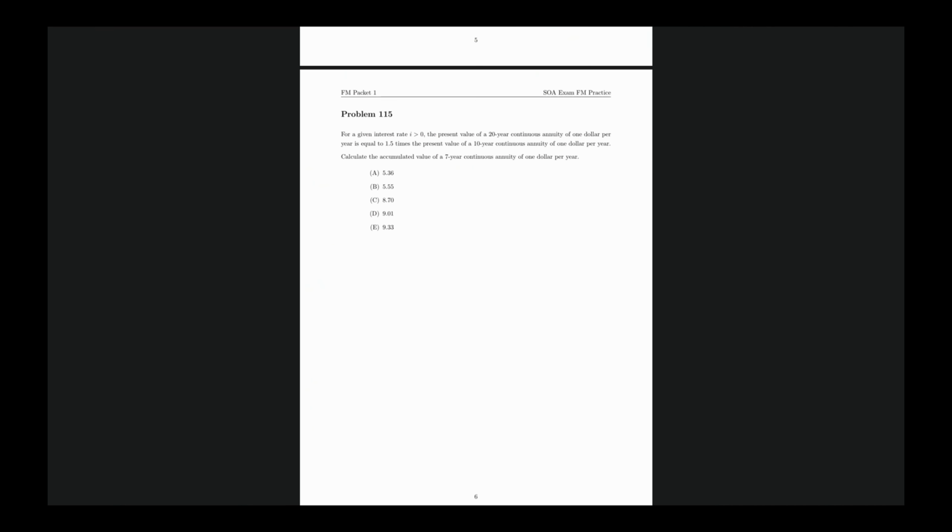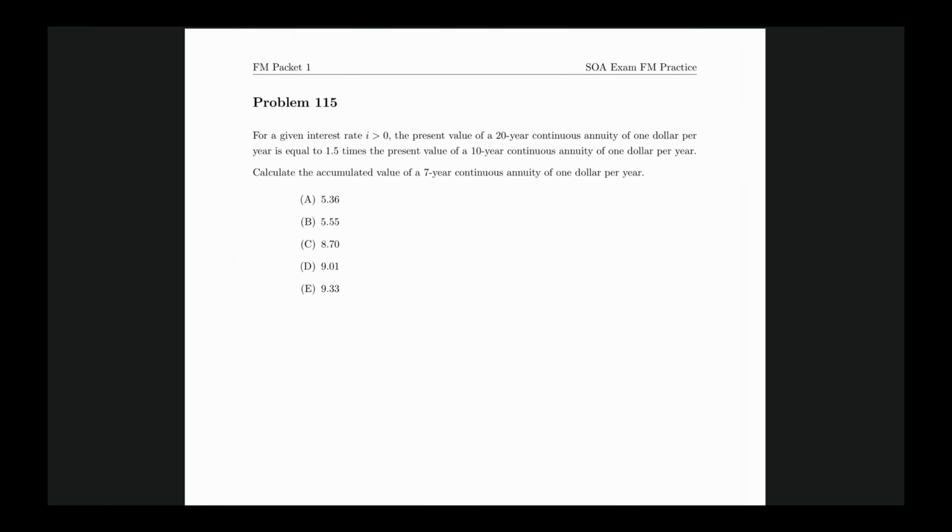Okay, so let's go ahead and work on the last question, problem 115. Again, let's spend 5 minutes and see if you can tackle this question on your own.